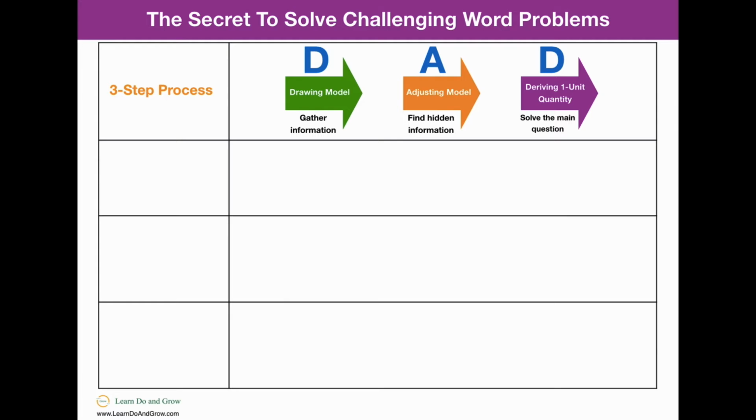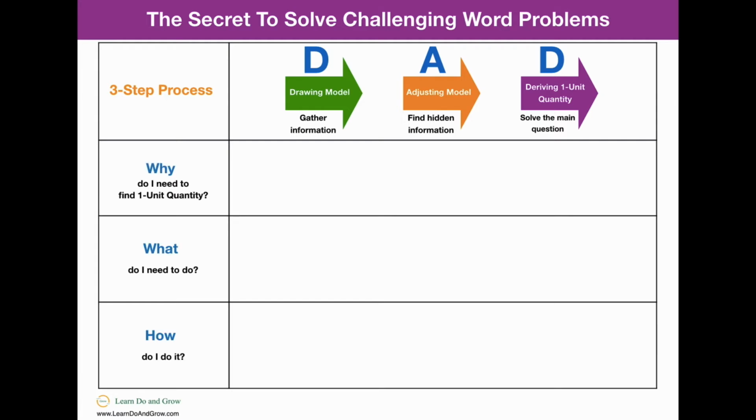Once it is simplified, we move to the next step, which is deriving one unit quantity, meaning finding one unit quantity. And later on you will see, the moment we can find one unit quantity, we can use it to find any answer that the question is asking.